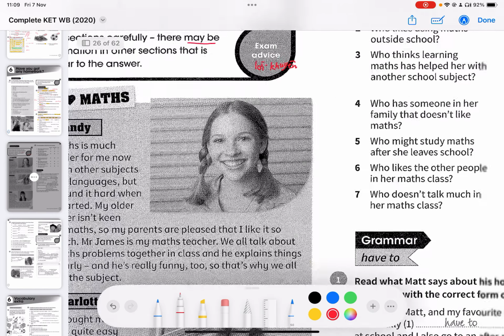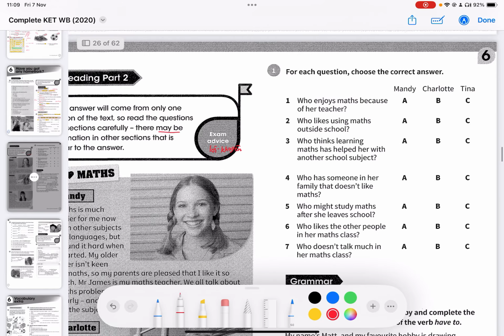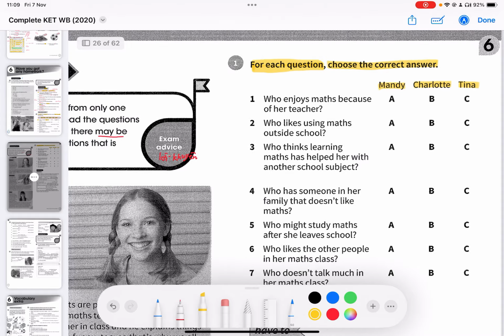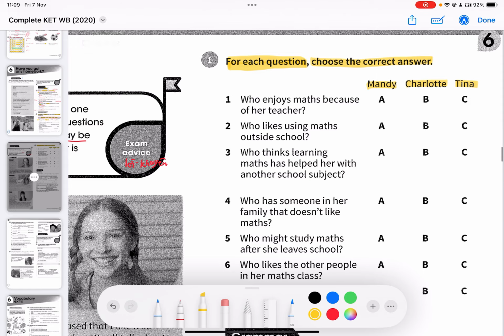Okay. And then if I'm doing the test, I'm going to read the questions. And let's see. For each question, always read. For each question, choose the correct answer. So we've got here a lot of questions. And then Mandy, Charlotte, or Tina. All right, now I'm going to do number 1 and number 2 as an example.